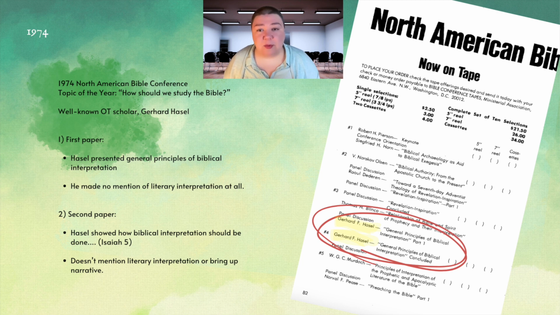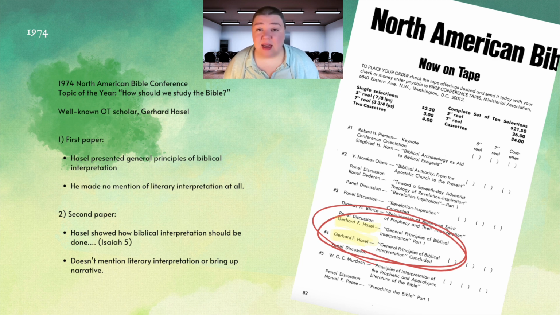The first paper he presented contained general principles of biblical interpretation. In this, he made no mention of literary interpretation at all. And then in his second paper, he showed how biblical interpretation should be done. In it, he looked at Isaiah chapter 5 as an example. At no point did he mention literary interpretation or bring up narrative.